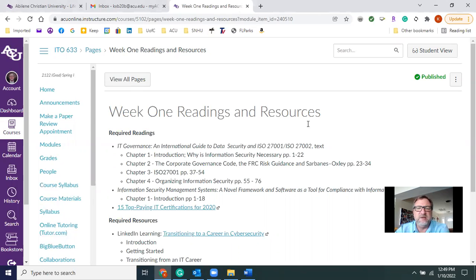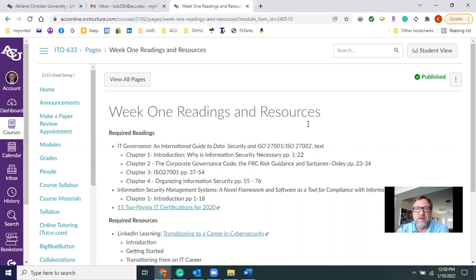The readings for this week include IT governance, International Guide to Data Security, and ISO 27001 and 02. And believe it or not, my title used to be IT Governance Senior Manager, I believe in 2006. And I worked in telecommunications, so we also had FCC regulations, but Sarbanes-Oxley impacts every company that's publicly traded.